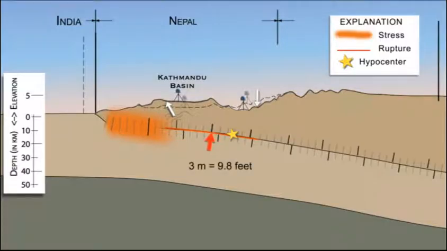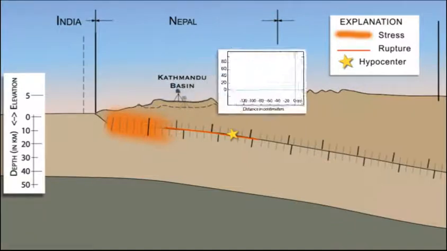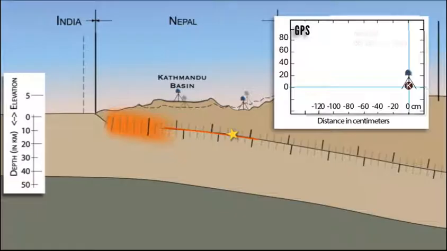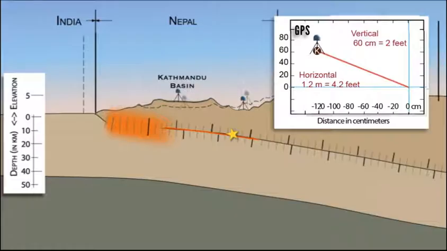Maximum displacement of 3 meters occurred on the megathrust about 20 kilometers north of Kathmandu, but the fault did not rupture to the surface. This displacement uplifted Kathmandu over 60 centimeters and moved the city 1.2 meters south towards India.